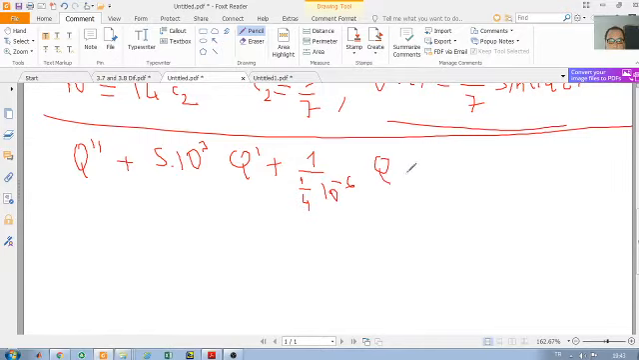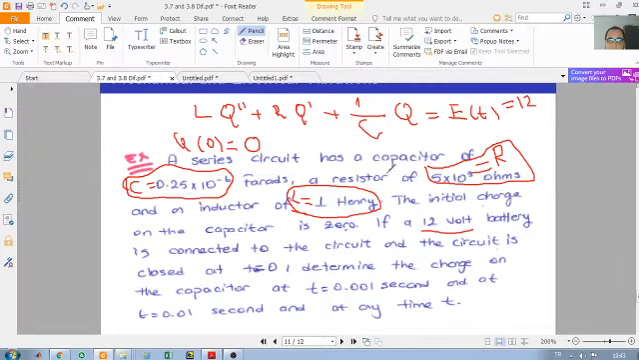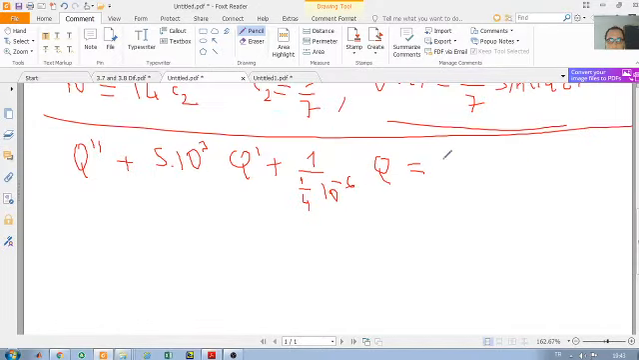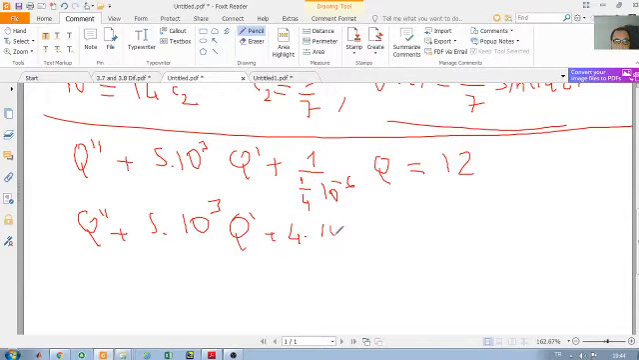4 times 10 to the power minus 7. Q is equal to 12. So from here we have the second derivative plus 5 times 10 to the power 3 times the first derivative, plus 4 times 10 to the power 6 times Q is equal to 12.